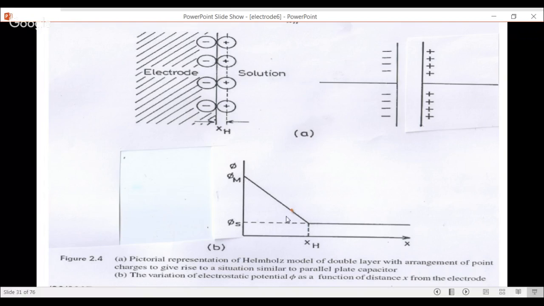How the potential will drop is shown here: it will drop very steeply, linearly, and then remain constant within the electrolyte. So this is called the Helmholtz model of the double layer. If everything were clearly like this, then it is very easy to track mathematically. But unfortunately, this is not the truth.